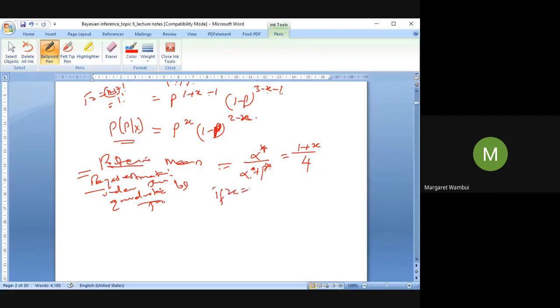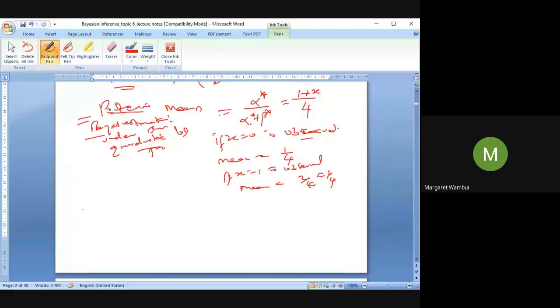Suppose x is 0, is observed. Because remember, our x can take either value 0, 1, or 2. So if x is equal to 0 is observed, then my mean here will be equal to 1 plus 0, which is 1 out of 4. Suppose x is equal to 1 is observed. Then the mean will be equal to 2 out of 4, which is equal to a half. If 2 is observed, then again you can see it will give you 3/4. And that is how you go about it. But now you have a general case that you can apply to each of the specific scenarios.